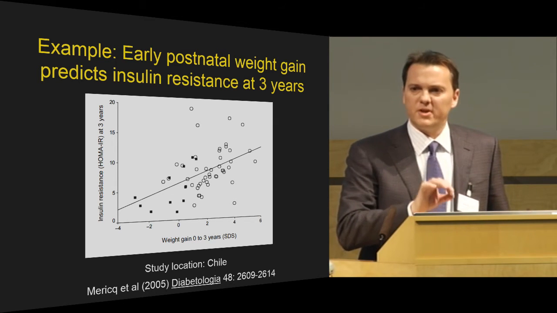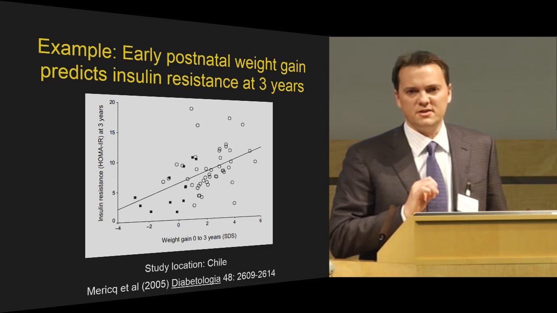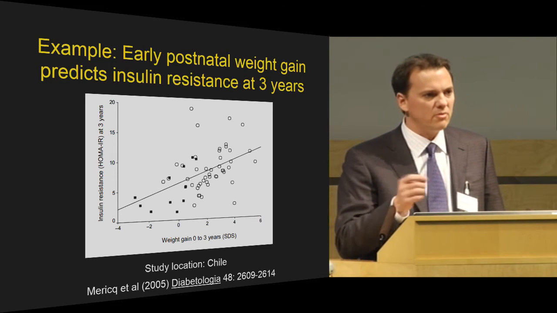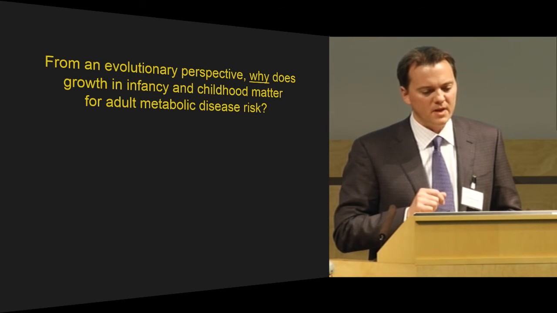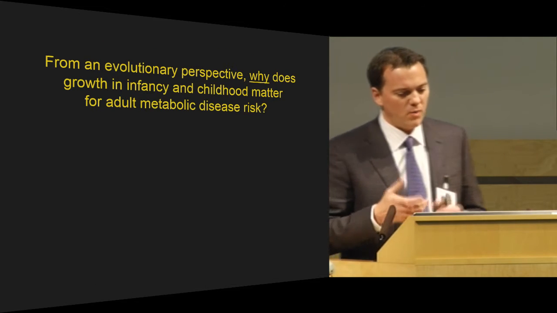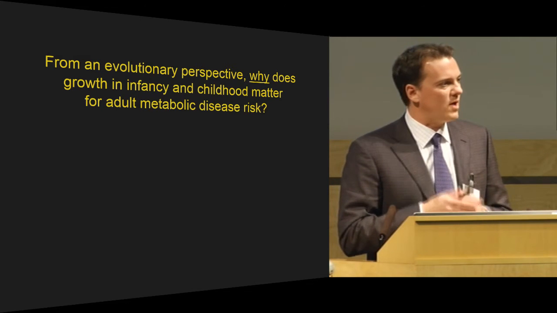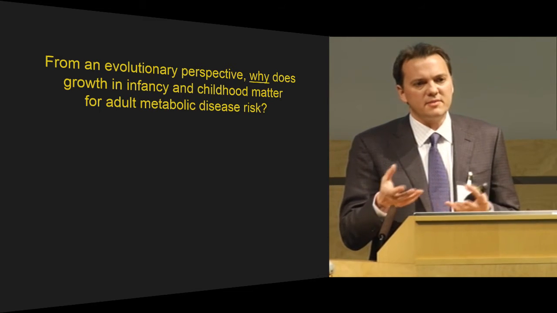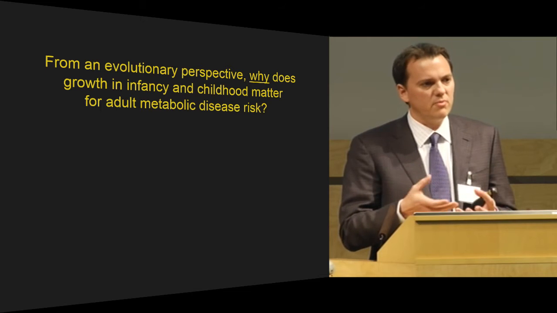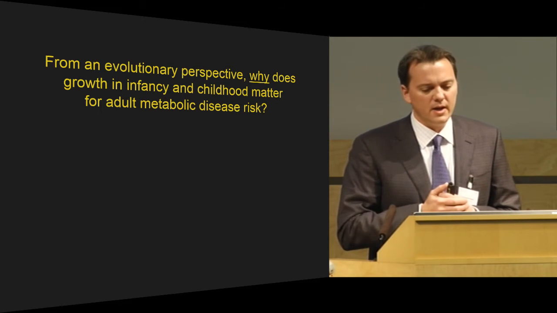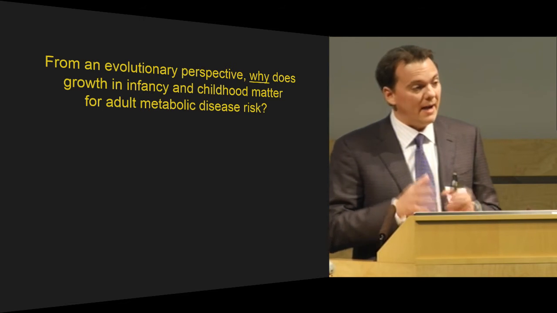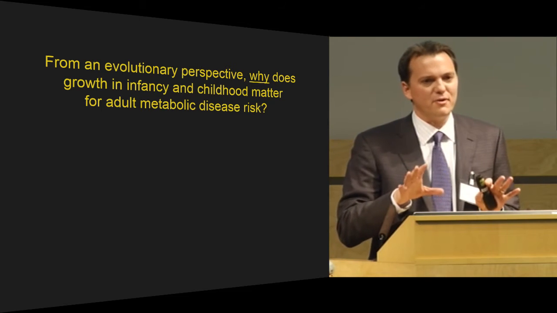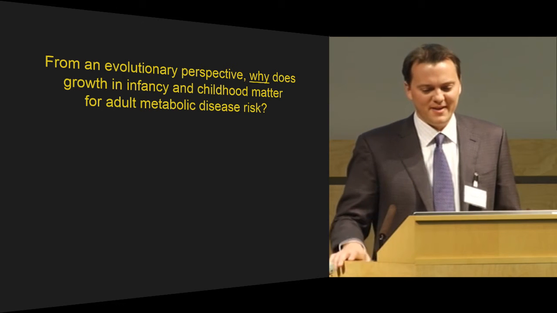Now, we can dig into this and try to figure out what the mechanisms are at a cellular level, at a hormonal level, organismal level. But the question I want to pose today is a little different one. From an evolutionary perspective, why does growth in infancy and childhood seem to matter? Why does our body reset its metabolism, its priorities with where glucose is used within the body in response to the nutrition that we experience during this period? And I'm going to tell you right now that I don't have a great answer for this. I don't have the definitive answer.